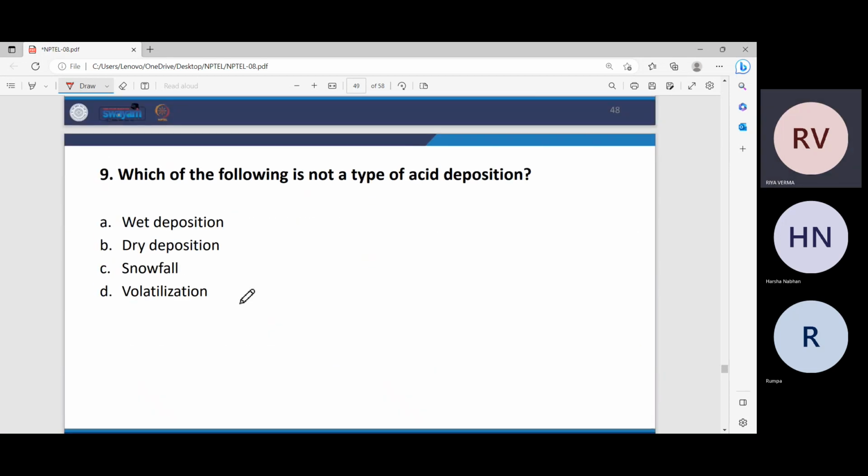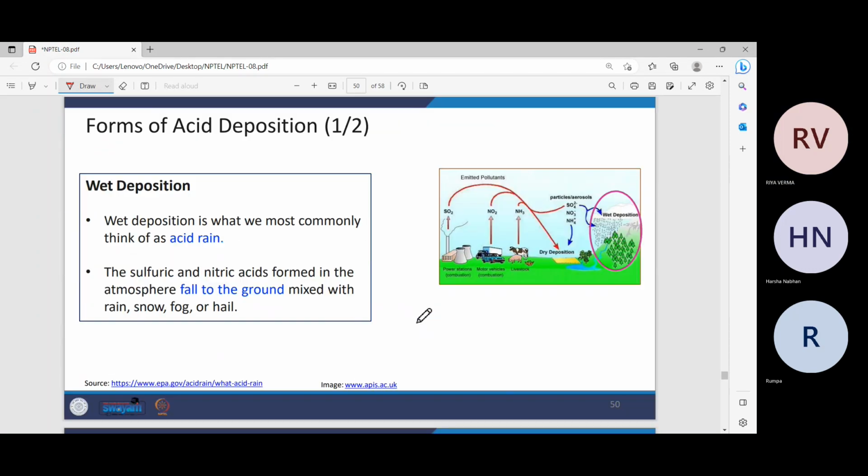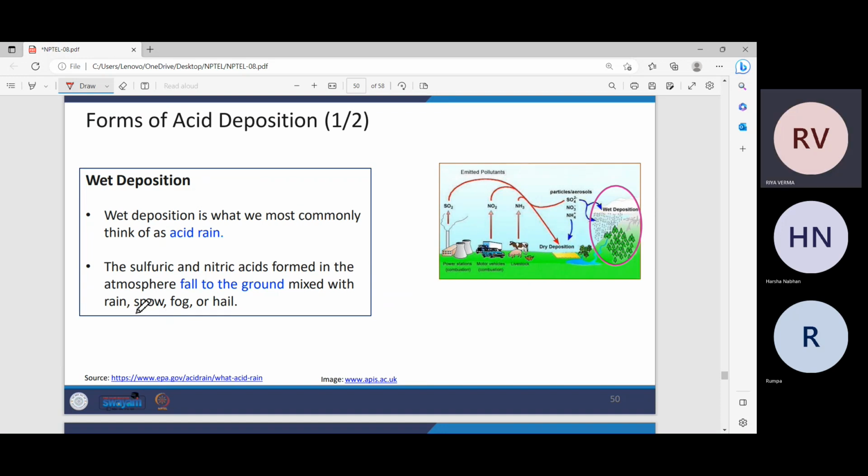So snowfall is also a type of wet deposition. Snowfall, rainfall, fog, or hail, all of this comes under wet deposition. You can say snow, rain, fog, or hail, all this comes under wet deposition.